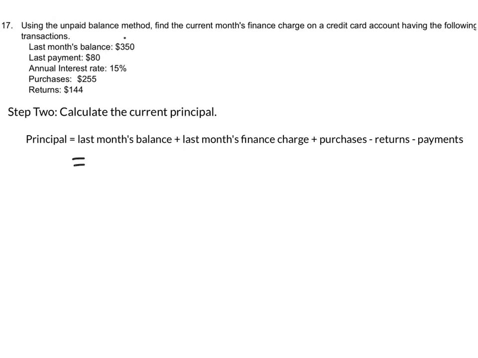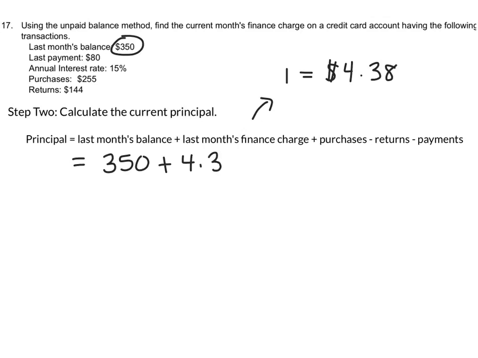Last month's balance was $350. We're going to add last month's finance charge. That was found in step 1. We found that I equaled $4.38. Then we add the amount of purchases, which is $255. We subtract the returns of $144, and we subtract any payments, which here we have $80.